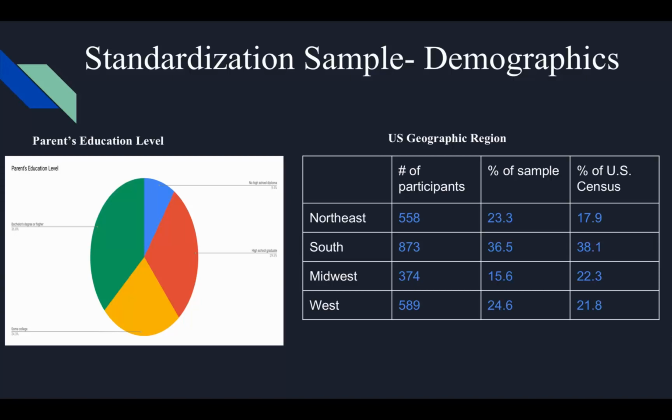The standardization sample was also representative in terms of parent education level and U.S. geographic region, although students whose parents had a bachelor's degree or higher were slightly overrepresented, and those in the Midwest were slightly underrepresented.